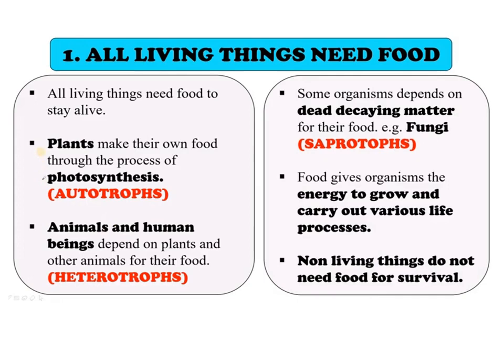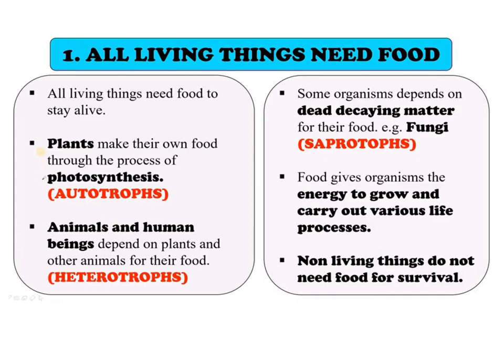Plants make their own food by the process of photosynthesis. That is why they are called autotrophs, meaning they are the living forms which can synthesize their own food by photosynthesis. That's why plants are known as autotrophs.